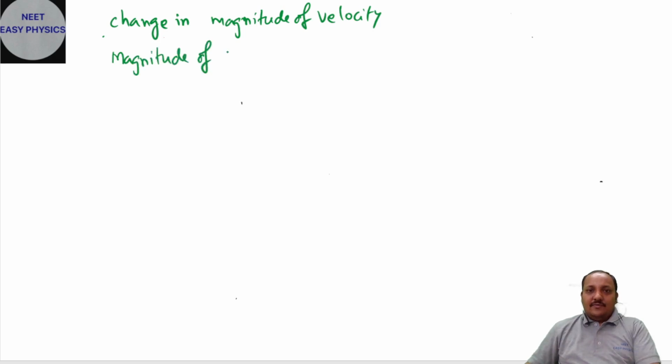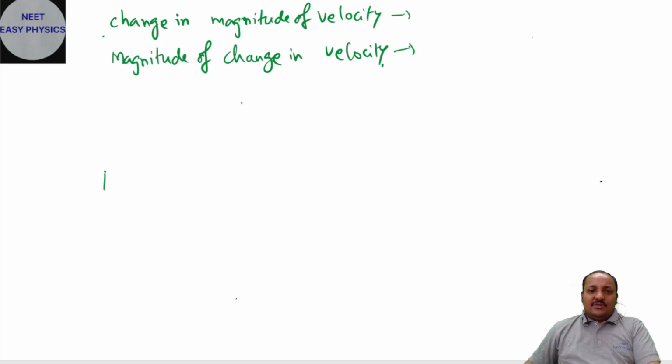So, in this class, we will discuss change in magnitude of velocity and also magnitude of change in velocity. Very, very important and confusing. Carefully we have to observe and carefully we have to solve the problem, in case of a freely falling body or vertically projected body. Just we will discuss now.